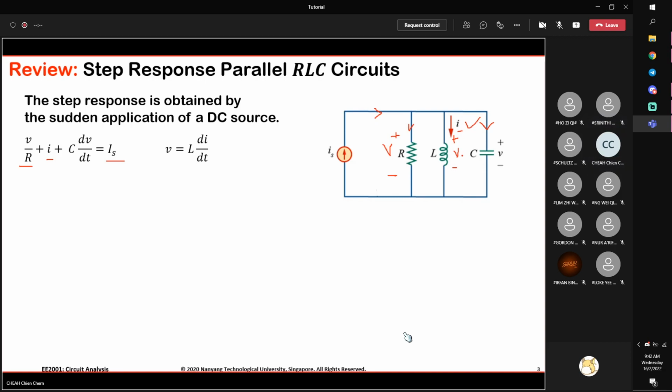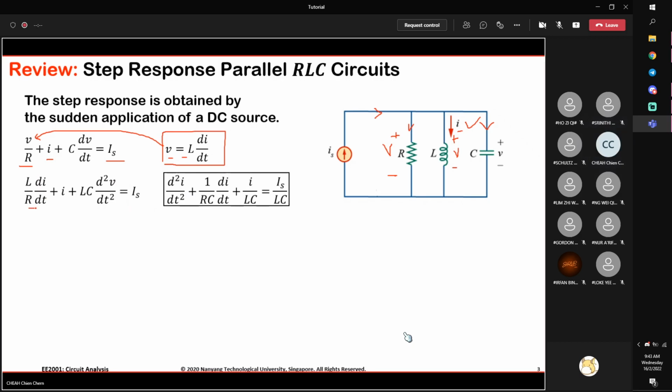Okay, I is the current flowing through the inductor, so V is equal to L di dt, right? V is equal to L di dt. This is the basic law which you need to remember by heart, like you remember Ohm's law. And after that, we can substitute this into here, correct? Then we convert voltage to current. So you get this one after substituting this into here.